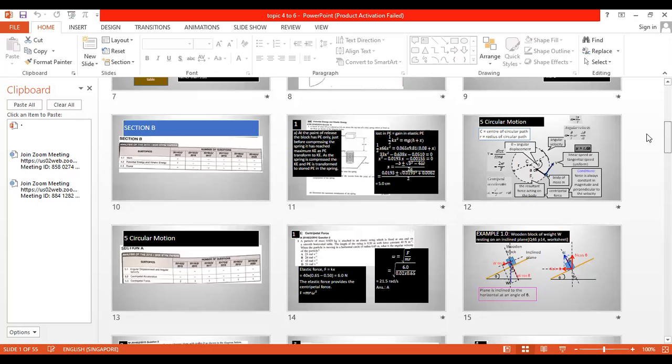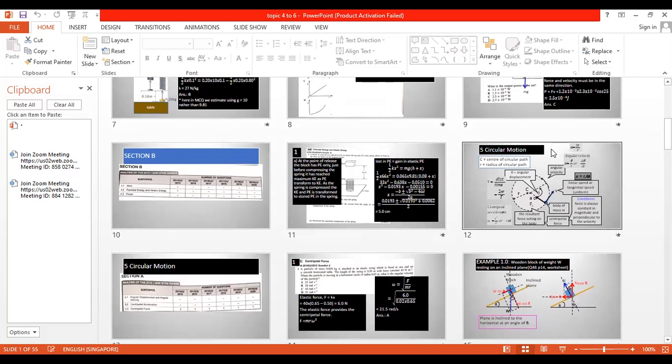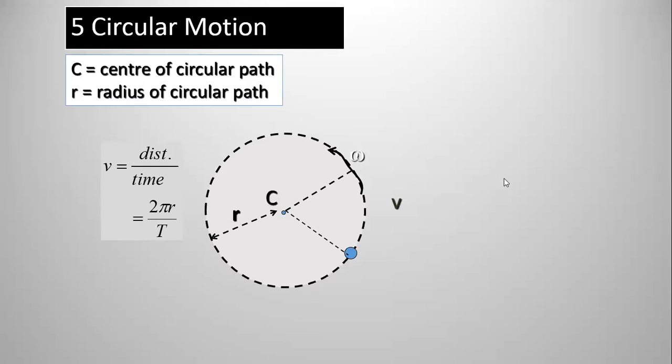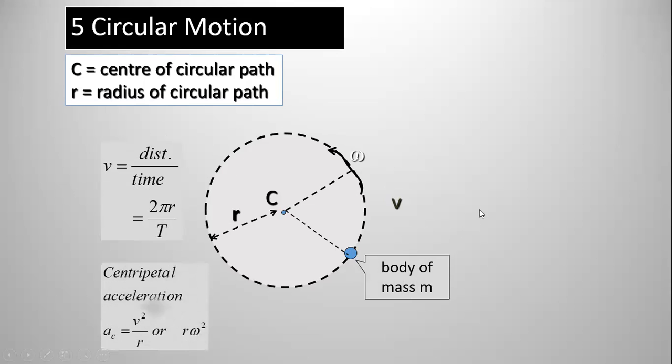Chapter 5, circular motion. Let's go roughly over what you need to remember. Basic formula: speed is distance over time. So if you go one round, one revolution, there's your circumference divided by period. That's how you memorize velocity in relation to period. If m is the mass of the body, centripetal acceleration is v squared over r or r omega squared.